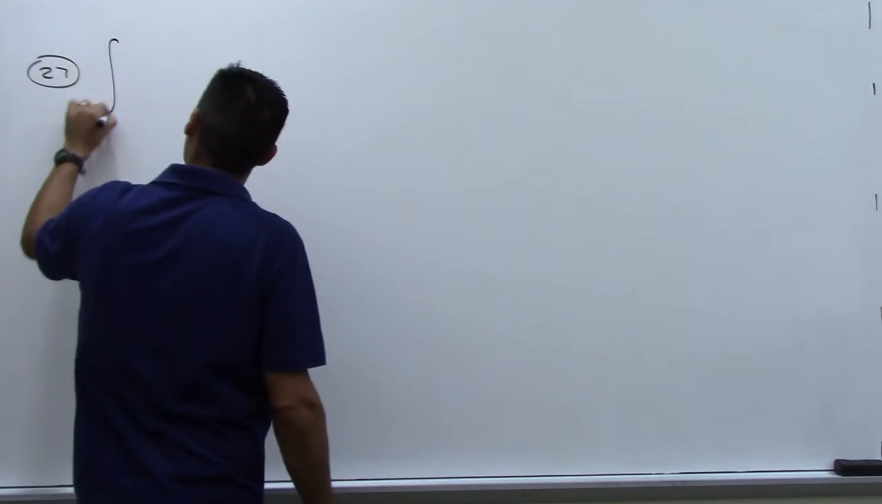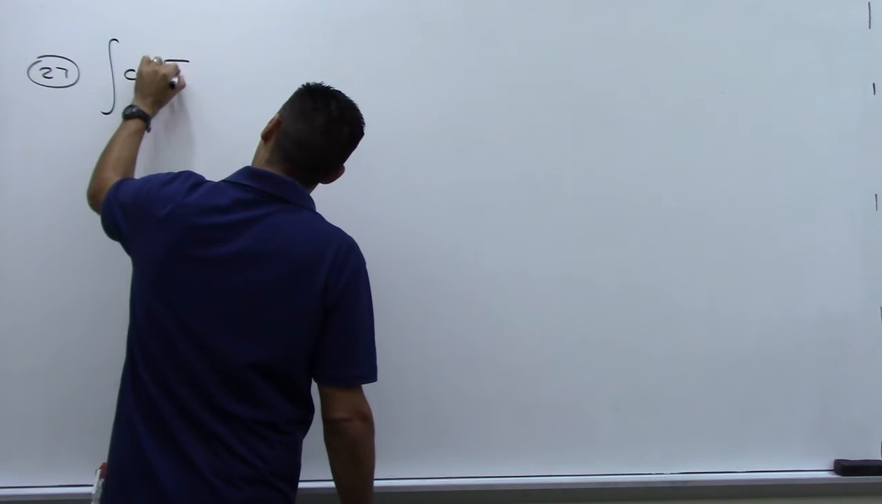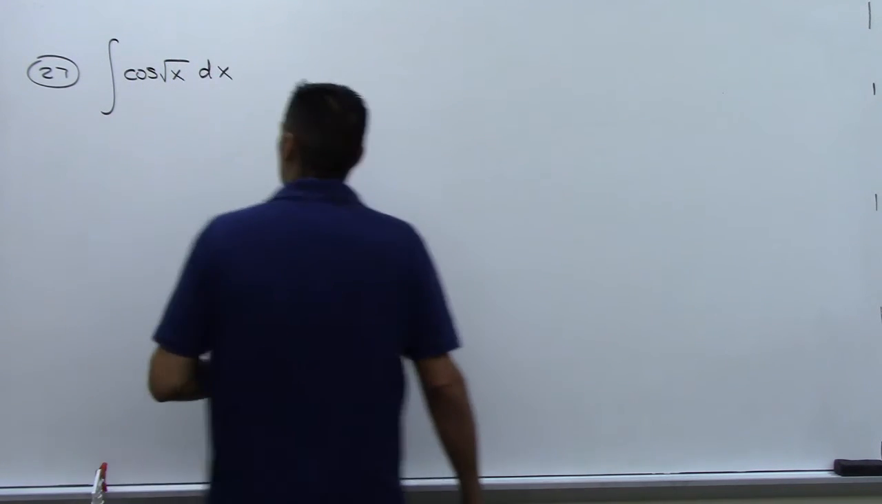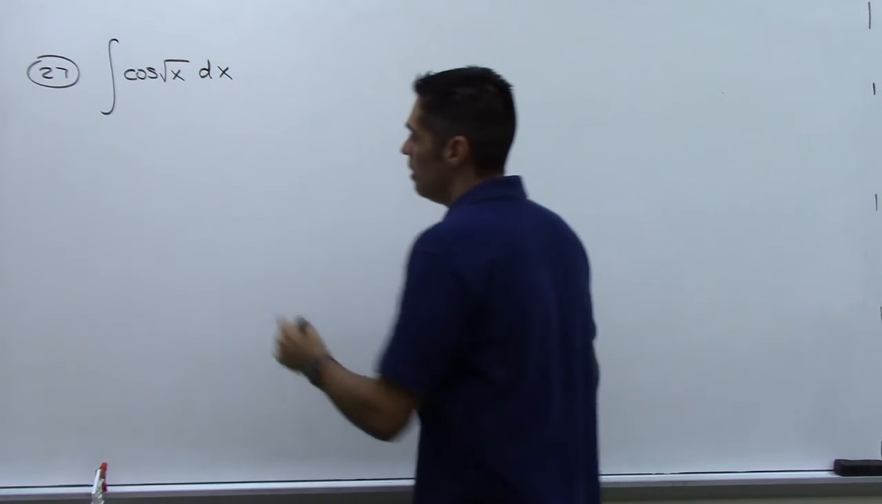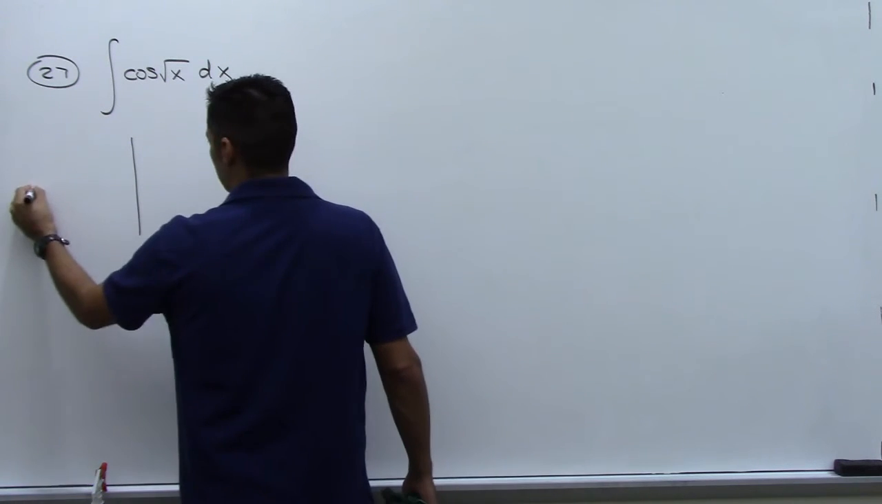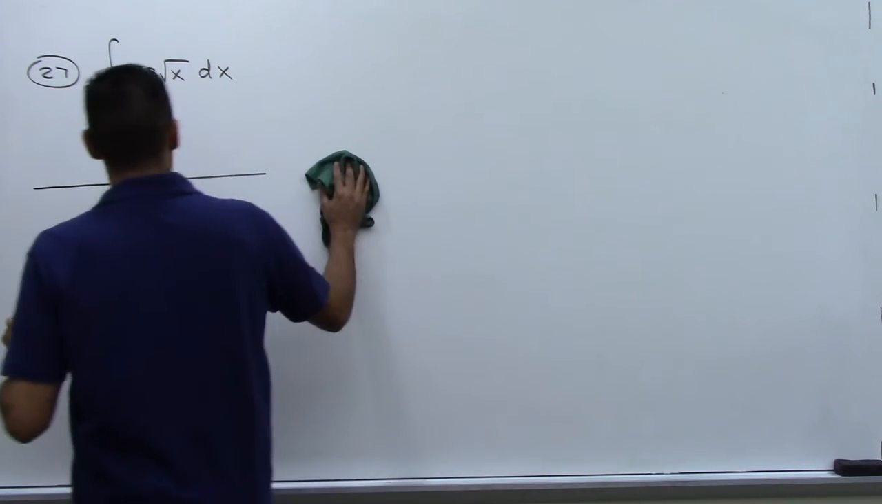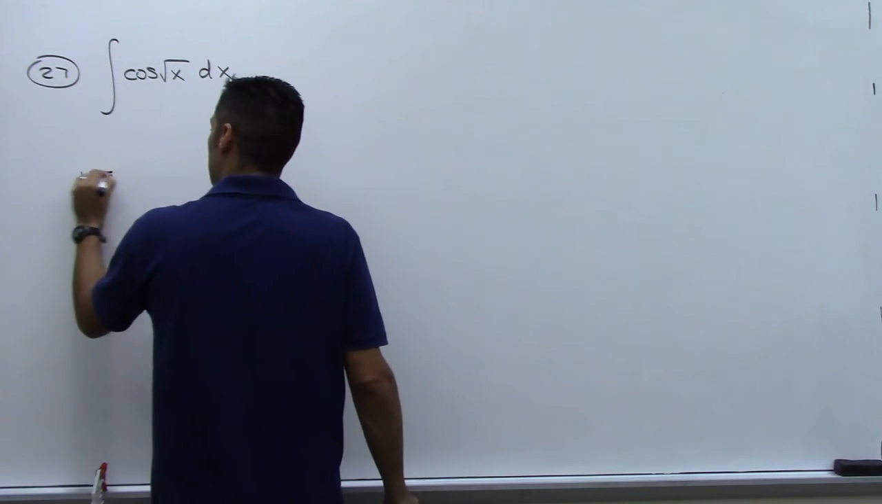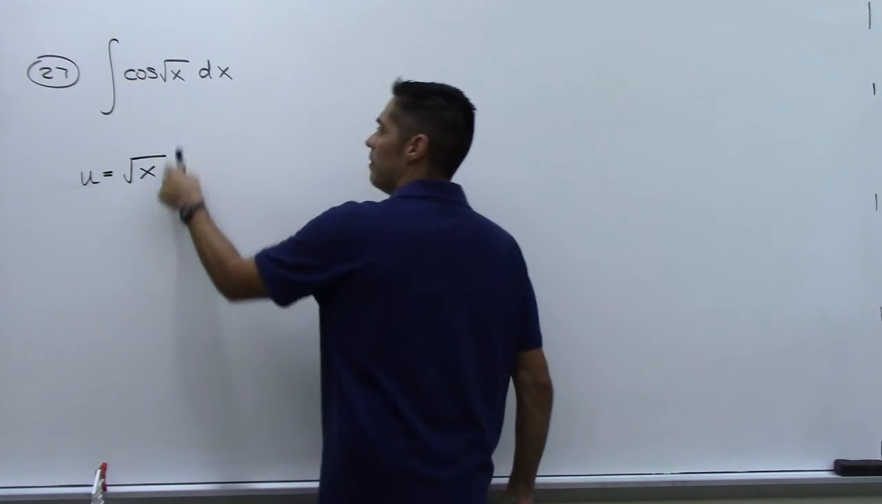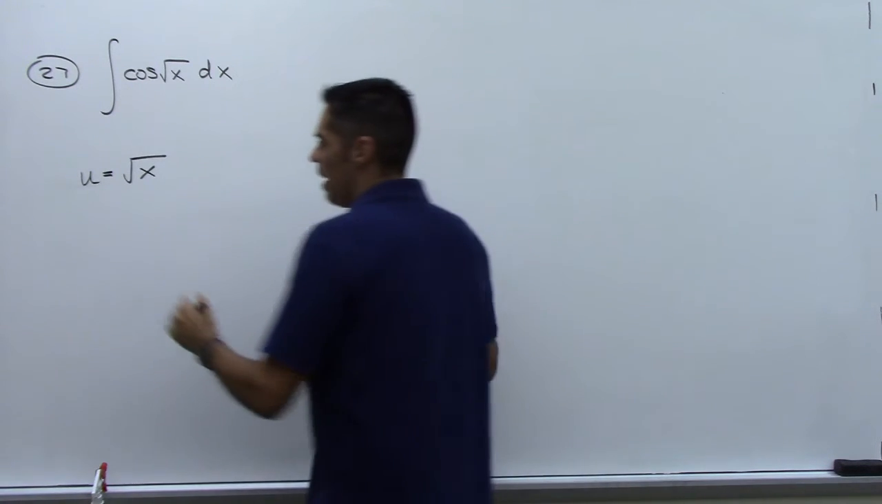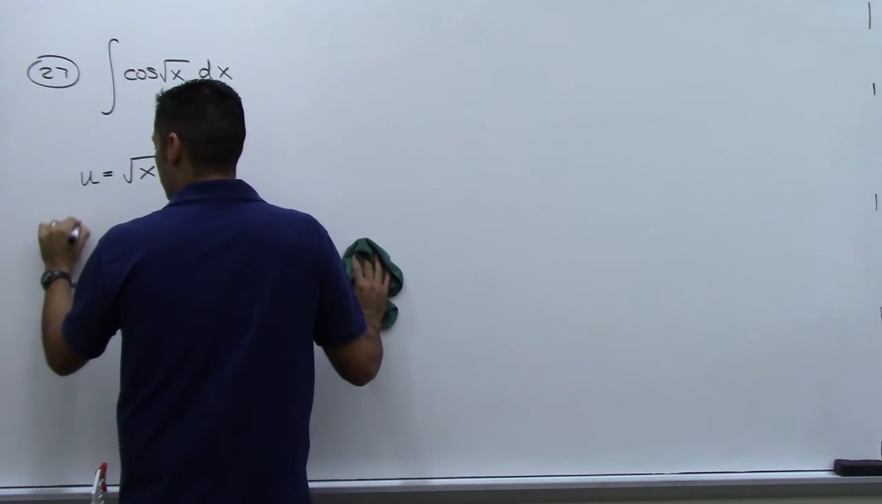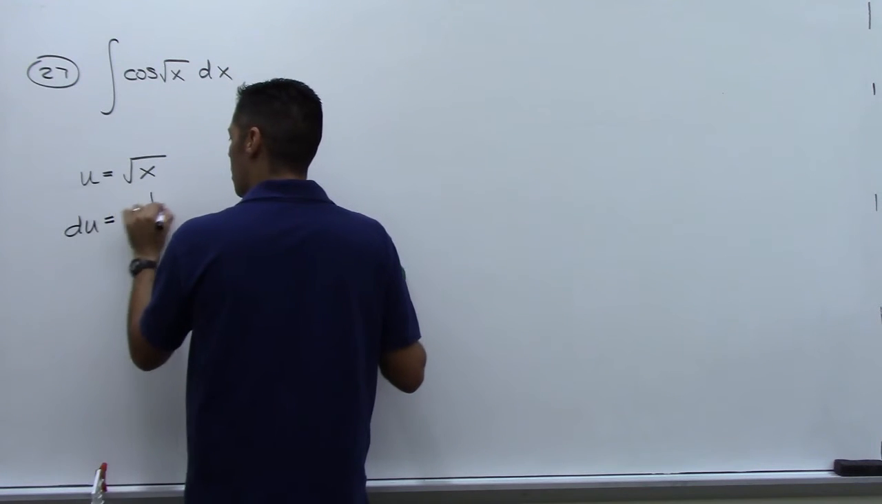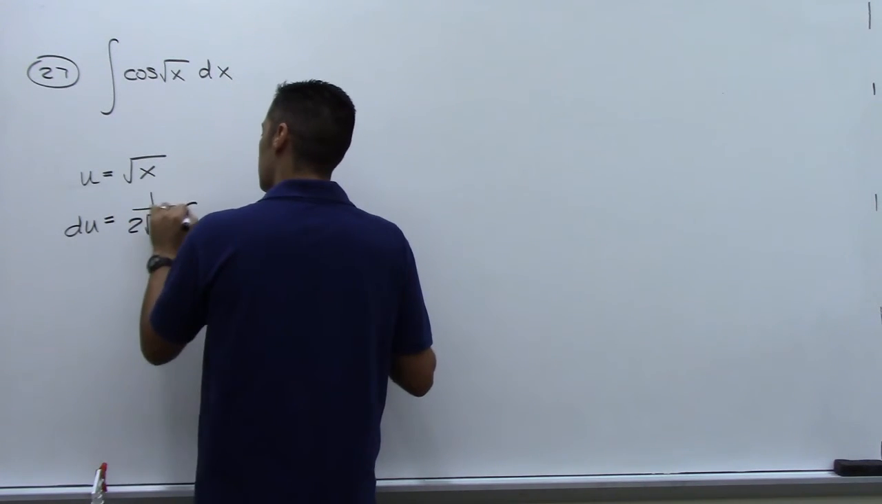So integral cosine square root x dx. The substitution I'm going to make, it doesn't look like I should make this basic substitution, because I don't see the derivative of this anywhere. But let's see what happens. I can say du is 1 over 2 root x dx.